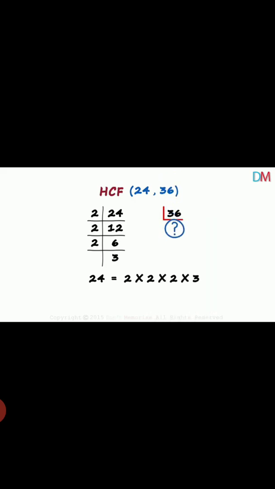Now we will do the prime factorization of number 36. Again you will draw two lines like this. जैसे आपने 24 में किया था exactly, हम ऐसे ही 36 के साथ करेंगे. Now we will divide 36 as an even number. We will divide it by 2. So we get 18 here.